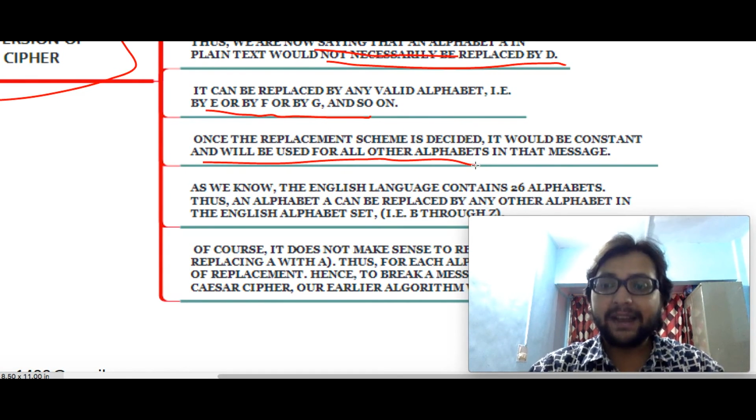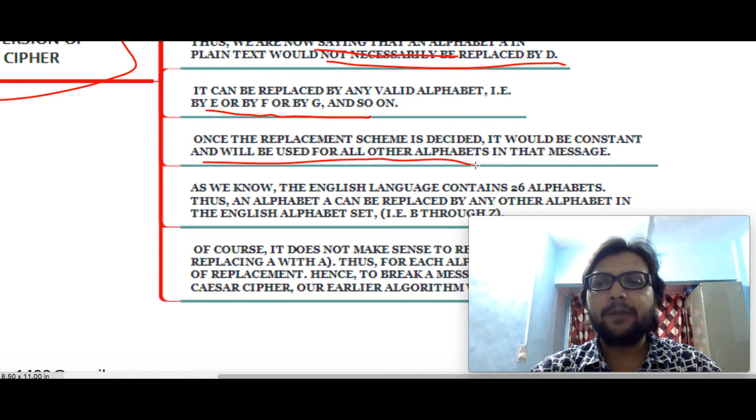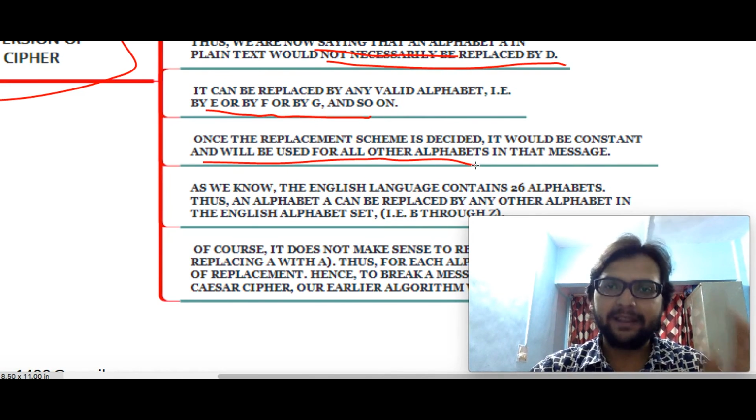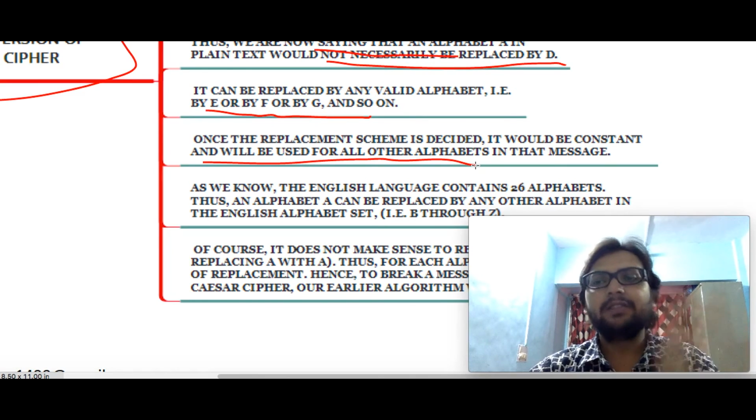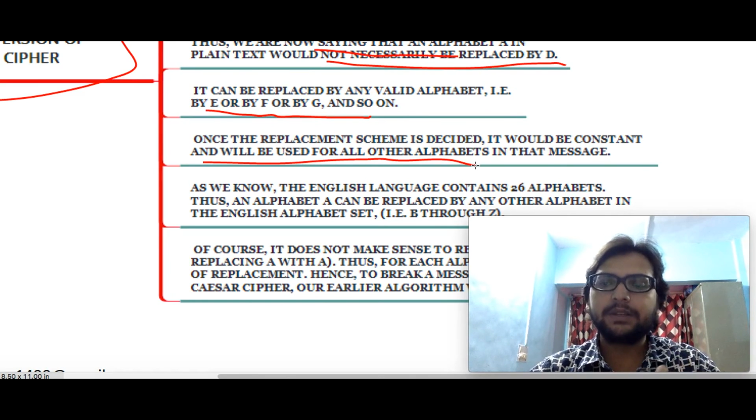That means I just need to find out one key, and all the other alphabets are encrypted in the same manner. So I just need to find that particular key, whether I have replaced each alphabet 10 positions down the line, 8 positions down the line or 7 positions down the line. So that is my key. Once I come across your technique, I can replace all other alphabets with the same number or the same technique.